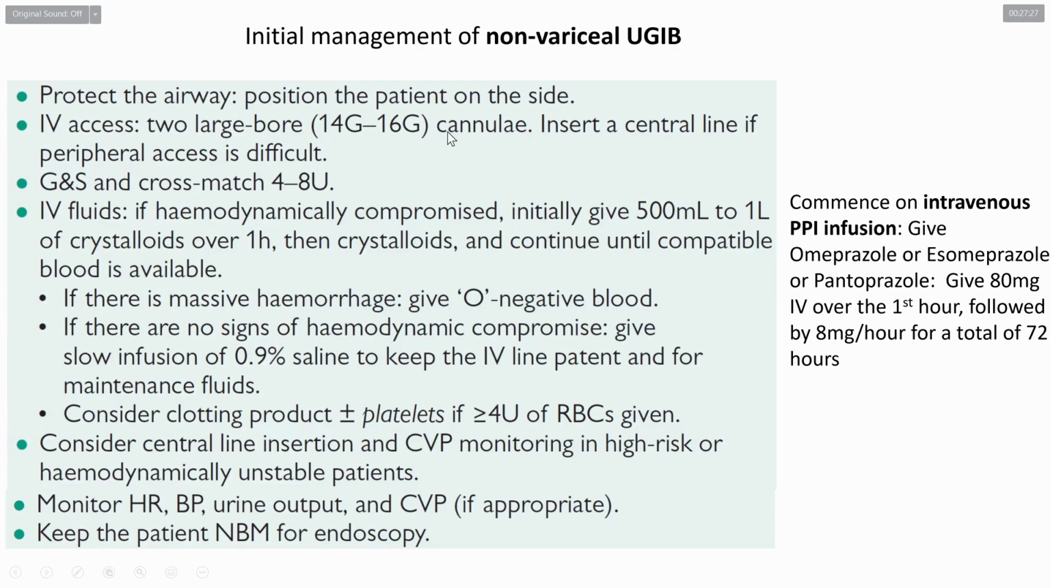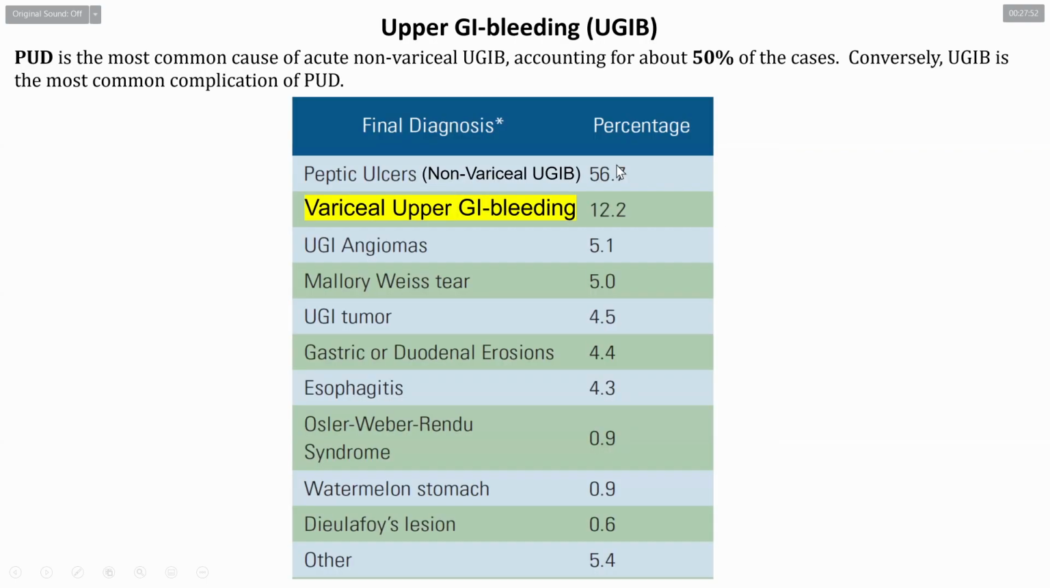Management, you all know it. Large bore peripheral cannulas or central line, give crystalloids, send blood for cross-match, CBC, liver function test, INR, and don't forget BUN, okay? Once the blood has been cross-matched, you can give it. If there is urgency and blood is not available, you may give O negative. Non-variceal, you have to give IV PPIs. Why? Because I told you the very majority of non-variceal upper GI bleedings are caused by peptic ulcer disease.